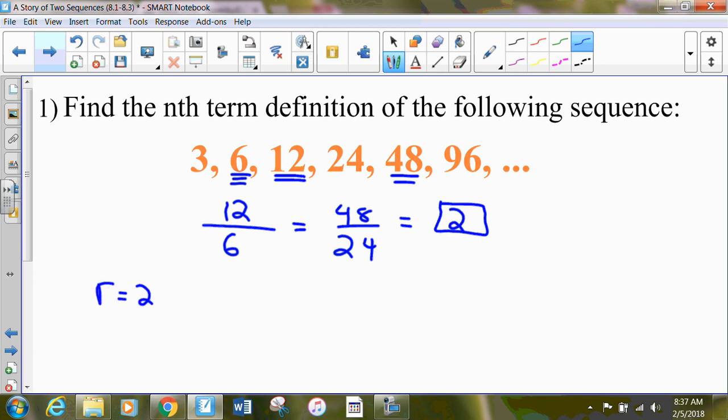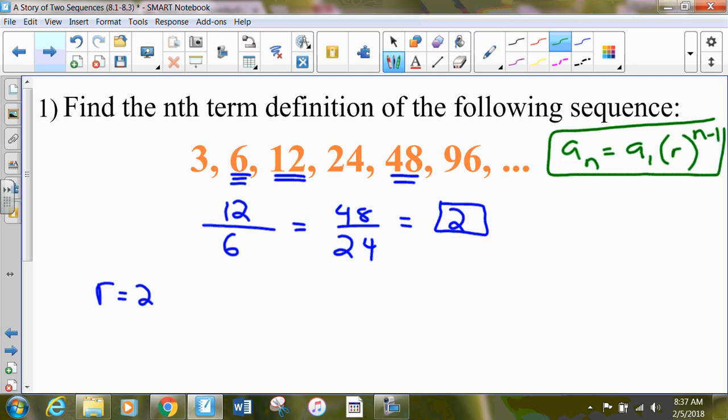So r is 2. And so just like the arithmetic sequence, the geometric sequence comes with its own formula to define it. And so its nth term formula, why don't you go ahead and write this above our title, Sequence and Series Day 2. Our nth term formula is a sub n equals a sub 1 times r to the n minus 1. You will have your formula sheet for your test, but by the time you're done with all of your work today, you'll have this one memorized anyways because you'll use it so often.